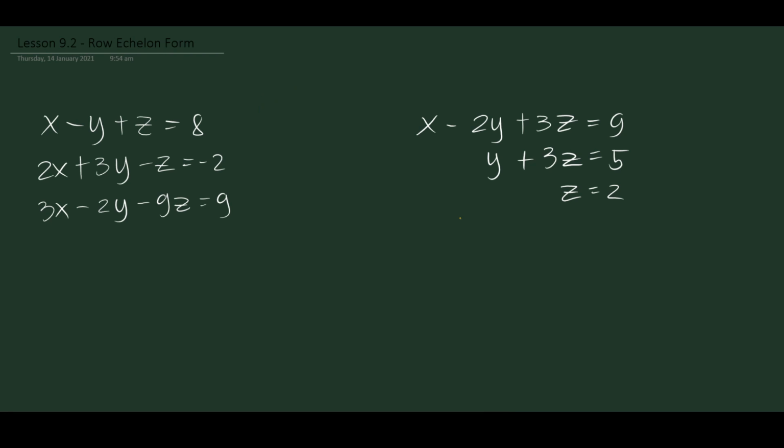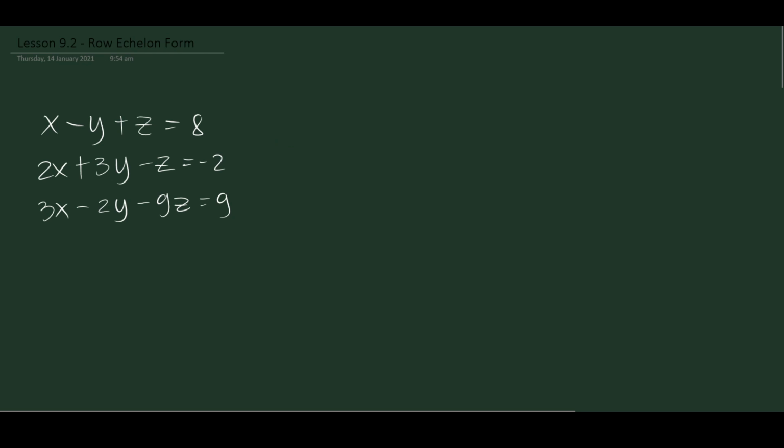So again, to recap, we have here a stair step pattern: three terms, two terms, and then one term on the left hand side. And then the coefficients of the first terms, so x, y, and z here, are all 1. So we need to do that. How are we going to convert this system into a row echelon form?